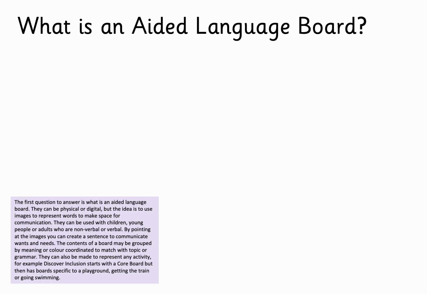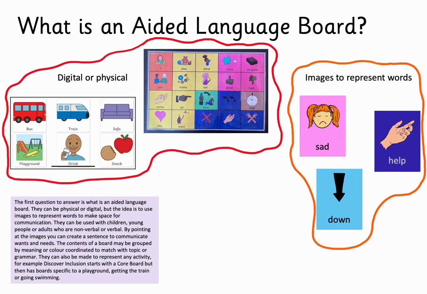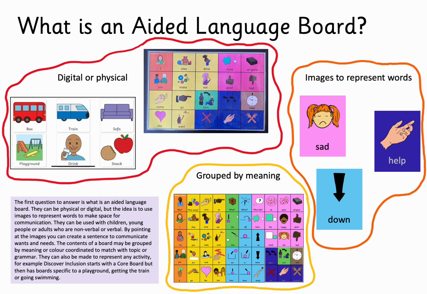The first question to answer is, what is an aided language board? They can be physical or digital, but the idea is to use images to represent the words to make space for communication. They can be used with children, young people or adults who are non-verbal or verbal. By pointing at the images, you can create a sentence to communicate wants and needs. The contents of a board may be grouped by meaning or colour coordinated to match with topic or grammar. They can also be made to represent any activity. For example, Discover Inclusion starts with a core board, but then has boards specific to a playground, getting the train or going swimming.